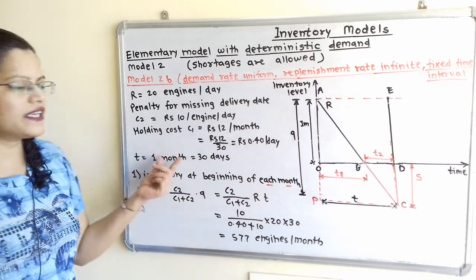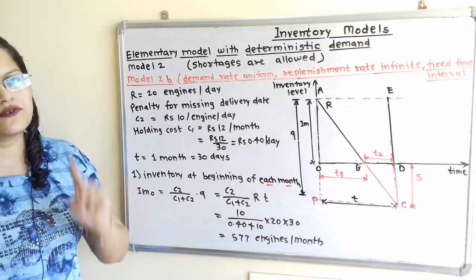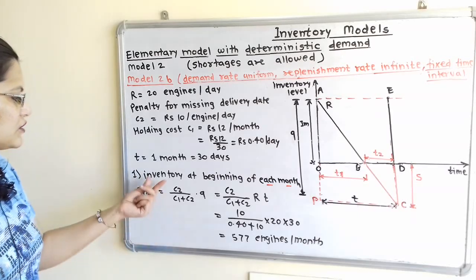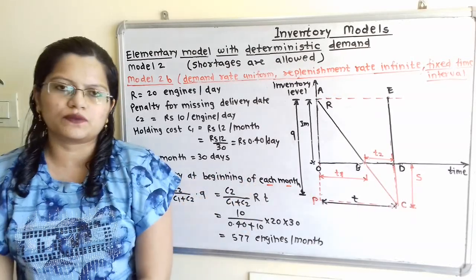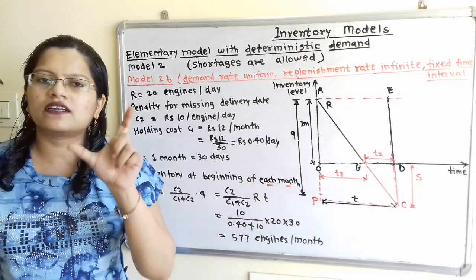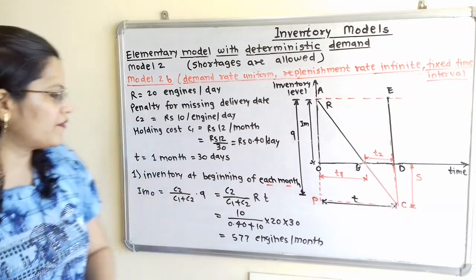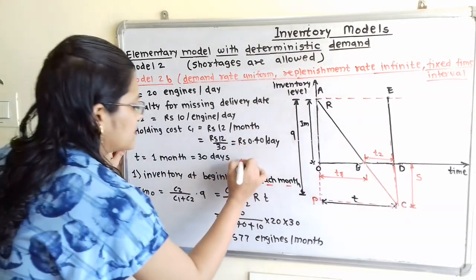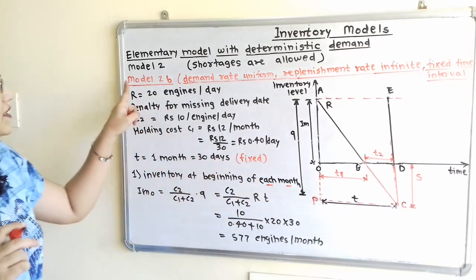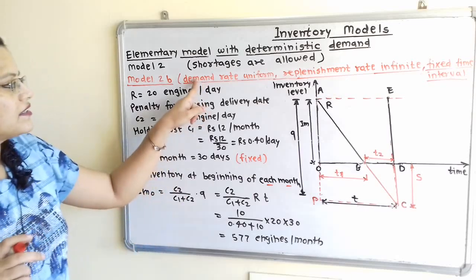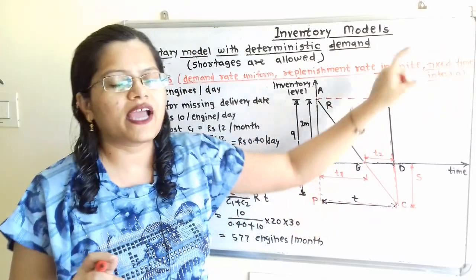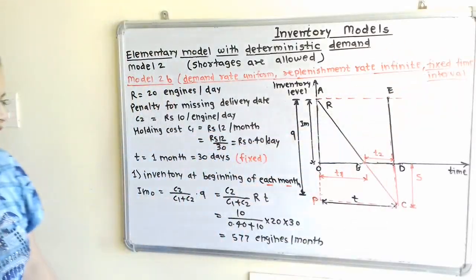Then time interval T is given 1 month, that is we will again convert this into number of days, that is 30 days. Now if we observe the question, inventory at beginning of each month. So each month is important, that means here time interval T is fixed. Whenever this time interval T is fixed, that means question is under the model of 2P, that is demand rate uniform, replenishment rate infinite, and fixed time interval. So we have to use the formula for fixed time interval.